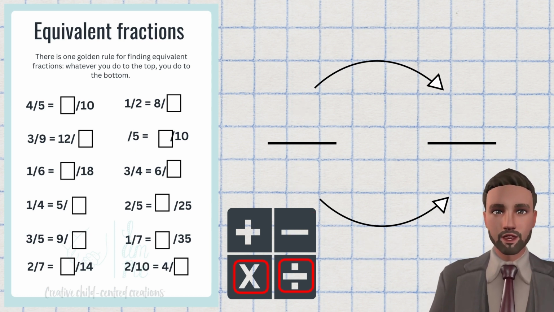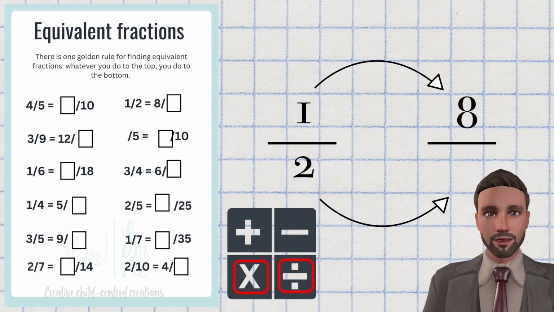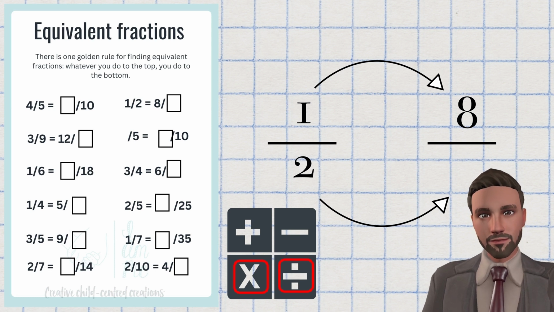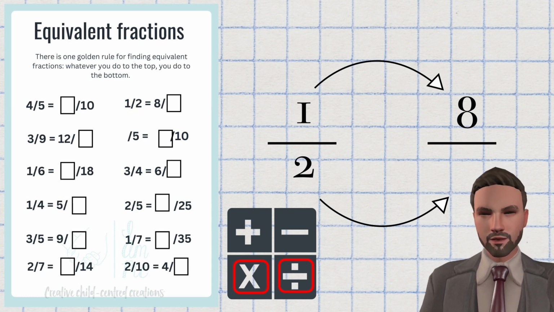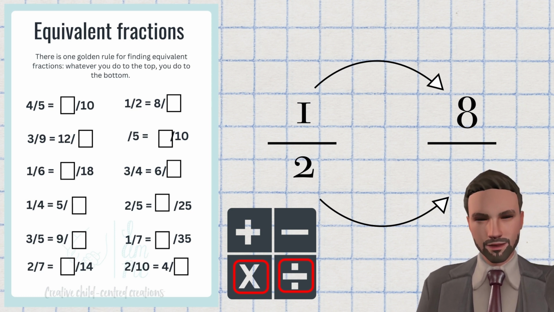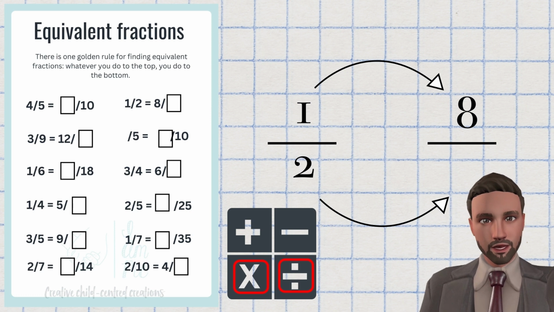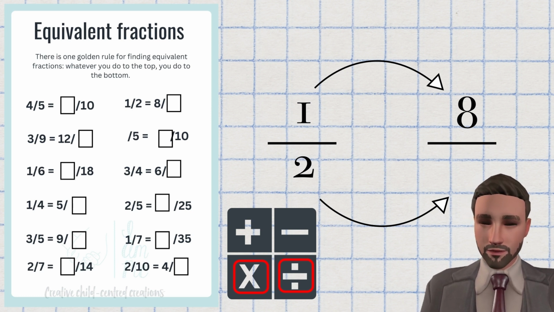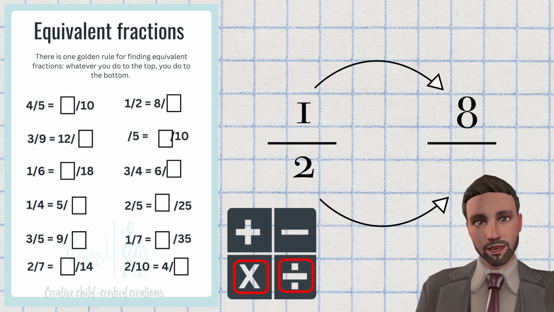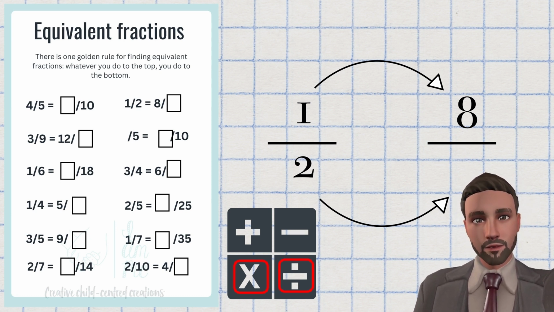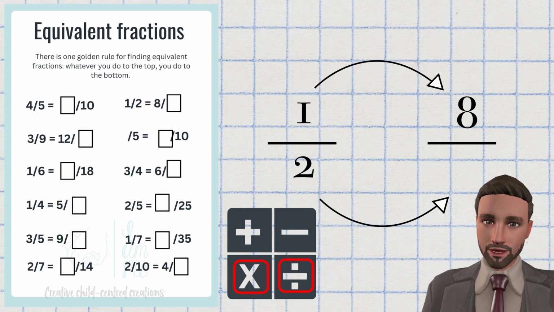Let's take a look at our next one. We have 1/2 equals 8 over something. Let's start with our golden rule. Whatever happens to the bottom, happens to the top. Well, we don't know what's at the bottom, but we do know what's at the top. And whatever happens to the top, happens to the bottom. So we can find out what to do to the bottom by figuring out what happens to the top.